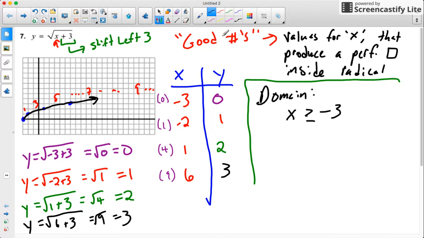And then my y values for my range. I have no y values below y equals 0. If you can see, this is my bottom, my floor to this function. All the y values are increasing forever up in this direction. So my y is going to be greater than or equal to 0. And that's all I need to do for graphing this function.